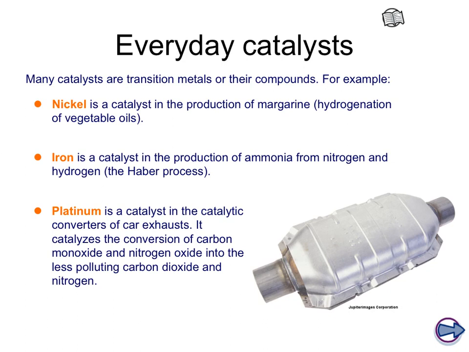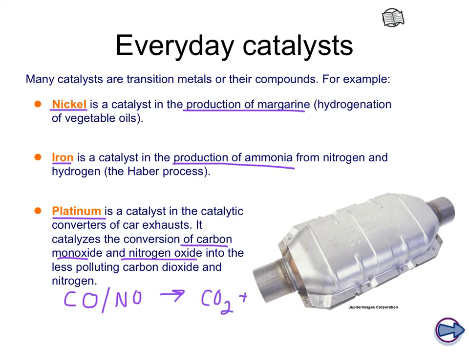So many catalysts are transition metals or compounds of transition metals. To give you a couple of examples, we've got nickel, which is the catalyst for the production of margarine. We've got iron, which is the catalyst for the production of the cleaning agent ammonia. And you've got platinum that is found in the catalytic converter of car exhausts. And it does something very important. As the car produces carbon monoxide and nitrogen oxide, which are very poisonous and harmful gases, the platinum will actually convert it to less polluting and more friendly gases of carbon dioxide and nitrogen.